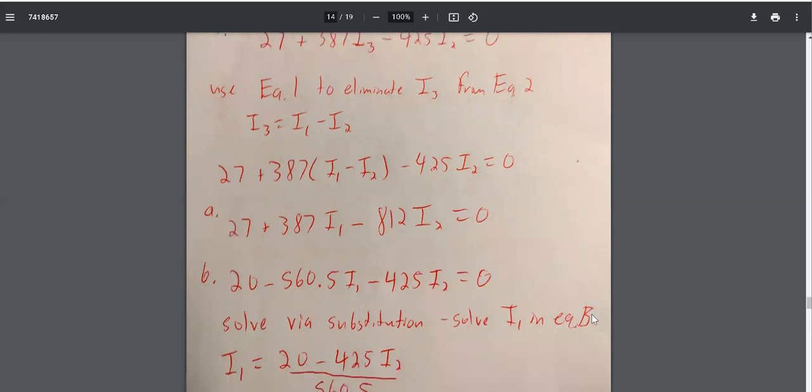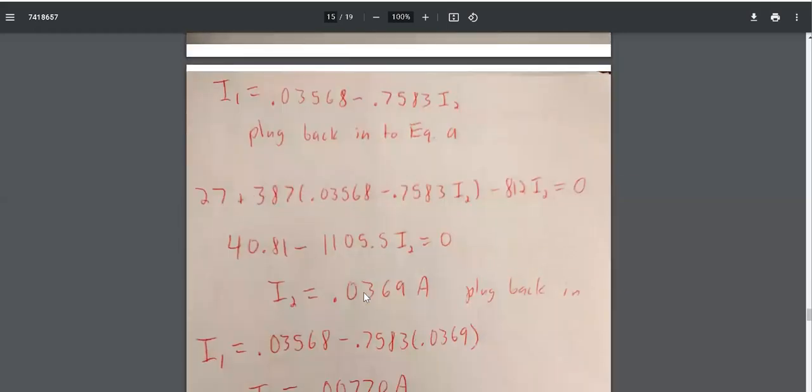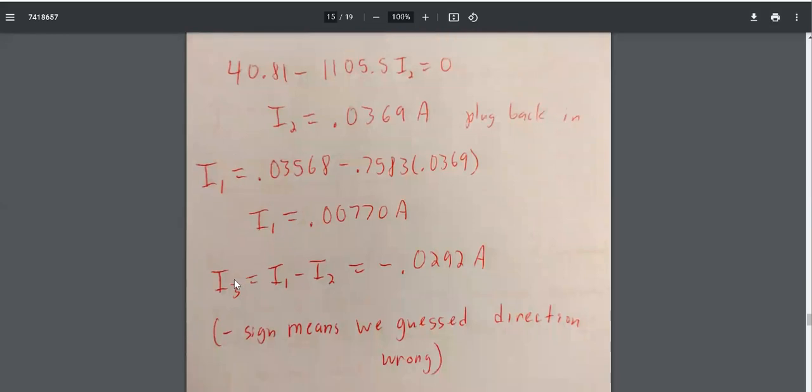So the way I did it was I solved for I1 in equation B as a function of I2. And then you just plug that into the other equation, and that will give you a function only of I2. So you can solve for I2. Then you can plug that back in up here to find I1. And then you can plug that back into our equation 1 that we had written up there to find I3. Okay, so this is the actual answer. These are the currents in each part of the circuit here.